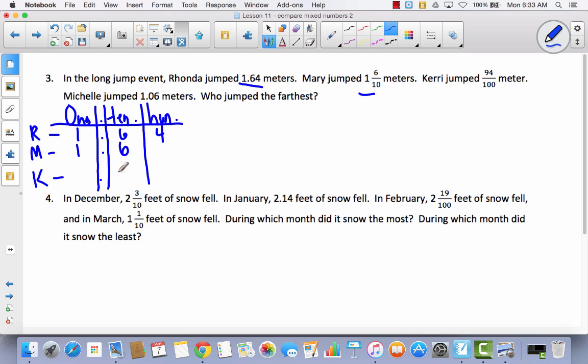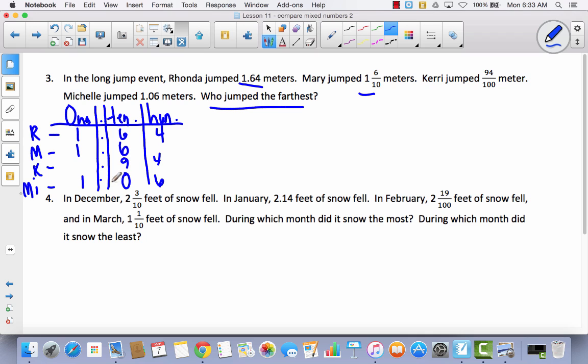And then Carrie jumped 94 hundredths. Oops, I'm going to have to make this a little bit smaller. All right, so Carrie jumped 94 hundredths. And Michelle, not to get confused with Mary, I'm going to put M-I, jumped 1 and 6/100ths. So now looking at our place value chart, can we figure out pretty easily who jumped the farthest?